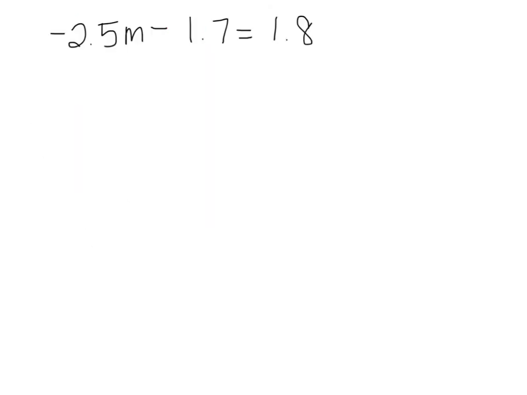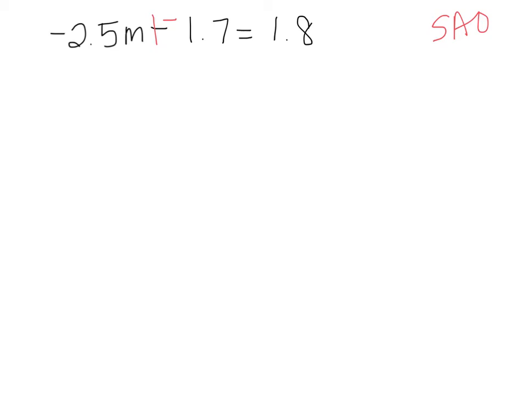Okay, third example. Negative 2.5m minus 1.7 equals 1.8. Now I just want to do a quick reminder. We are always using SAO, which means same, add, opposite. So we are going to rewrite this as negative 2.5m plus negative 1.7 equals 1.8. I want you to go ahead and see if you can do this one on your own. So pause it, see if you can solve using inverse, then press play and check your work to mine.